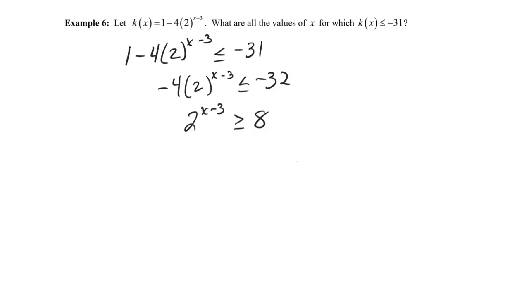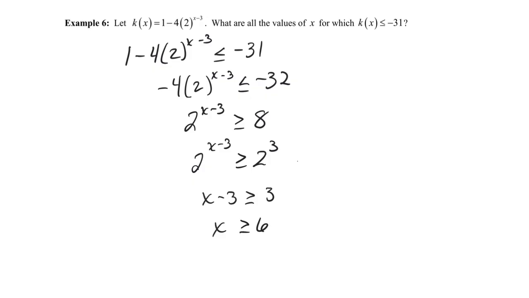Now, I could use logarithms if I wanted to get the x minus 3 down in the real world where we can work with it. But 8 plays really nice because 8 is really 2 to the what power? Right? 2 to the third power. And then since the 2's are the same, we could just forget about them and do this kind of stuff right here. So we have x minus 3 is greater than or equal to 3, so x is greater than or equal to 6.